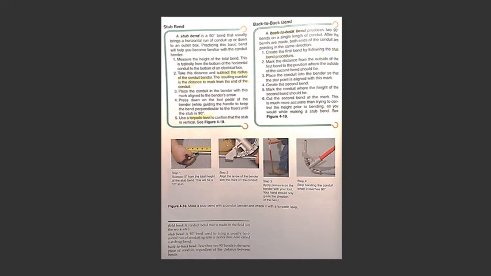Number 5, mark the conduit where the height of the second bend should be. Number 6, cut the second bend at the mark. This is much more accurate than trying to control the height prior to bending, as you would while making a stub bend. See figure 4-19.